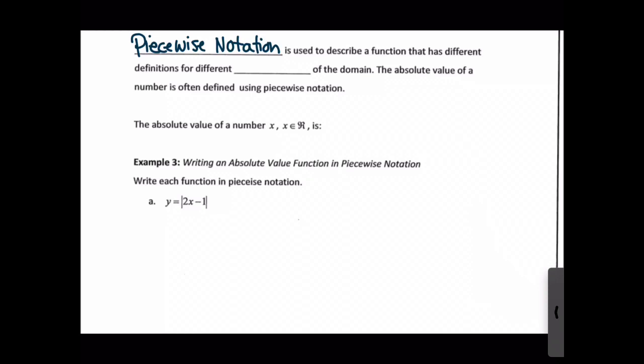Piecewise notation is used to describe a function that has different definitions for different subsets. This is for the domain values. The absolute value function is often defined using piecewise notation. So what do I mean by this? I'm going to have some absolute value function.